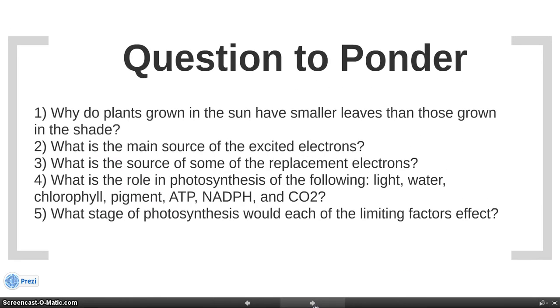Questions to ponder. Why do plants grown in the sun have smaller leaves than those grown in the shade? What's the main source of the excited electrons? What is the source of some of the replacement electrons? What is the role in photosynthesis of the following? Light, water, chlorophyll, pigments, ATP, NADPH, and carbon dioxide. What stage of photosynthesis would each of the limiting factors affect?